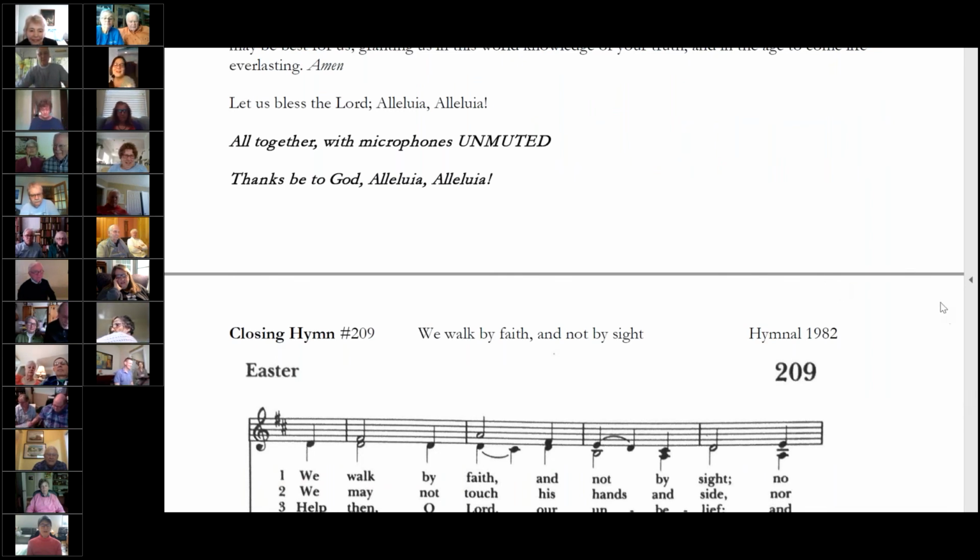We'll mute our mics so that Colin and Grace can lead us in our final hymn, and then we will visit afterwards. So I'm muting my microphone now.